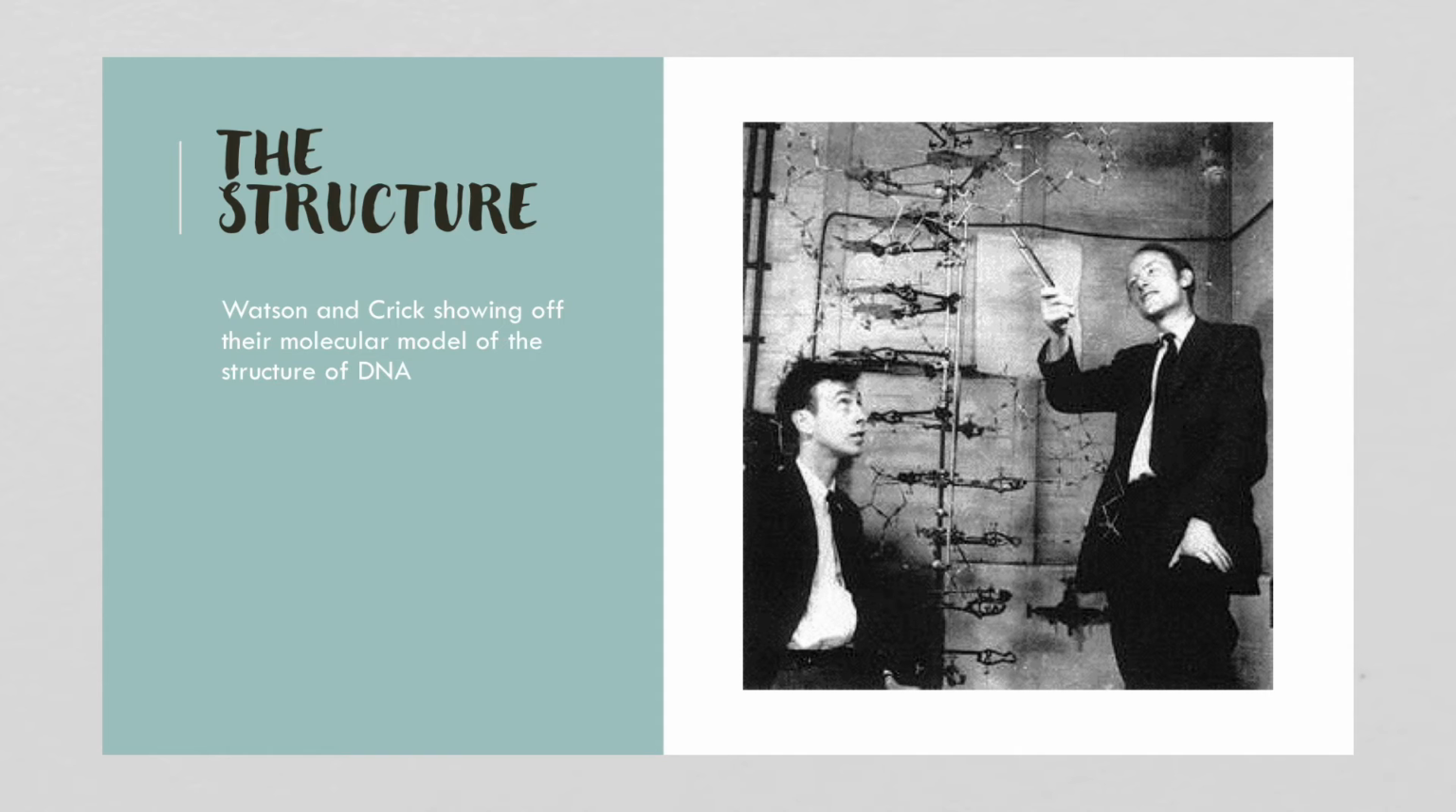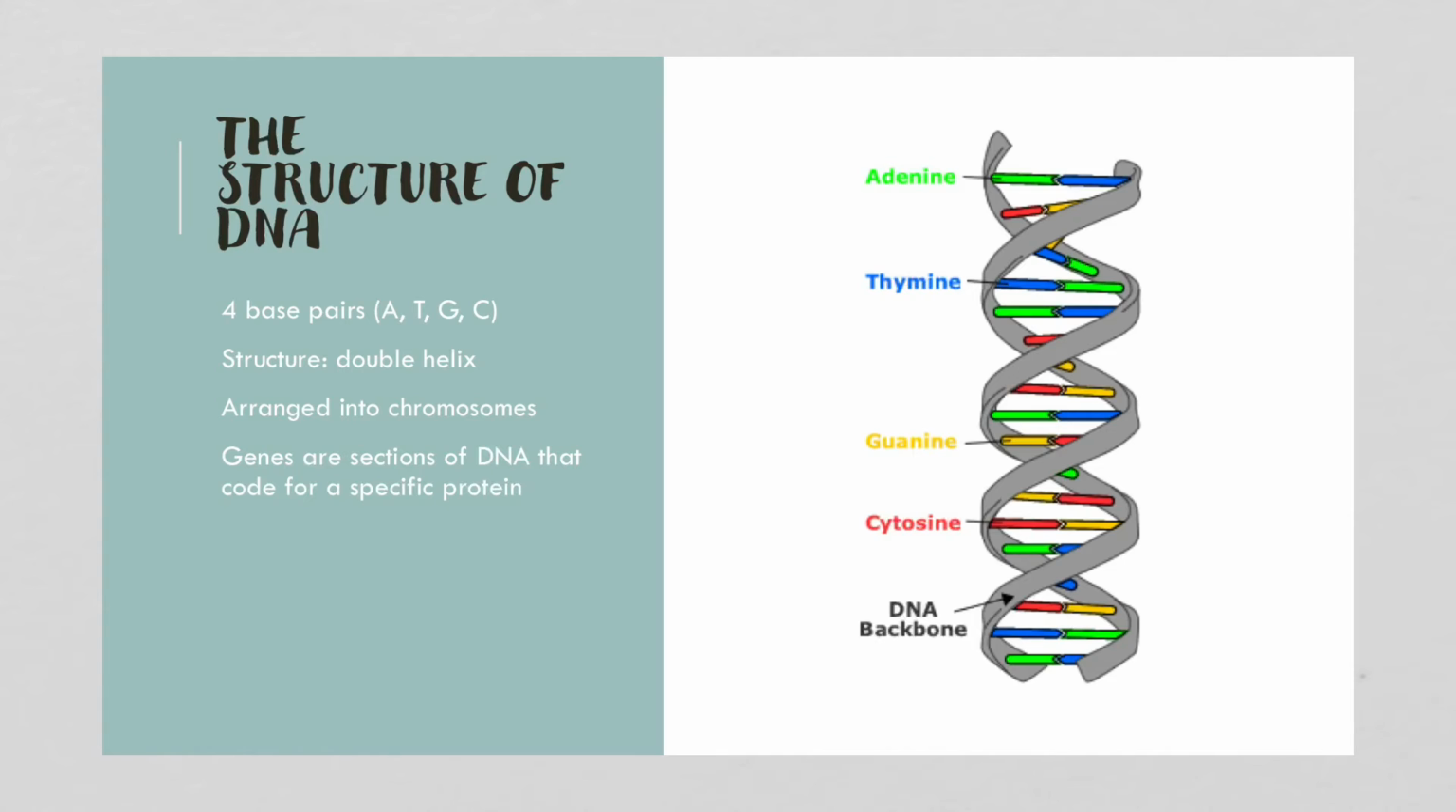So, what is the structure of DNA? DNA has 4 bases: adenine, which always pairs with thymine, so A and T, and then guanine, which always pairs with cytosine, G and C. Its structure is a double helix, and that structure is also arranged into chromosomes. And genes are sections of DNA that code for a specific protein, as we mentioned before.